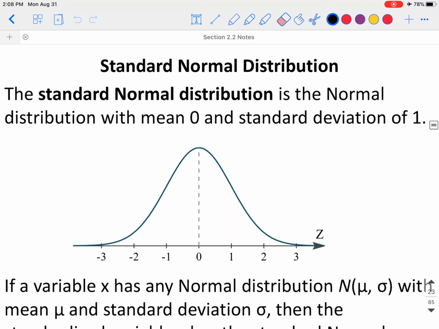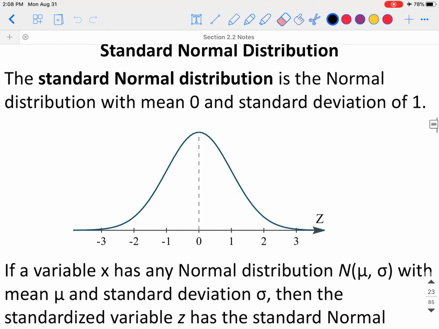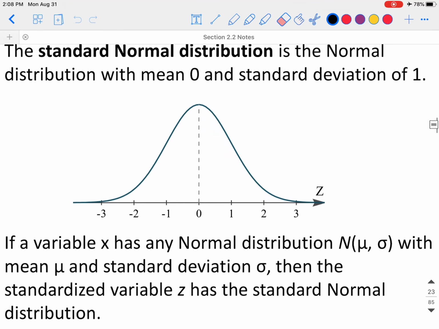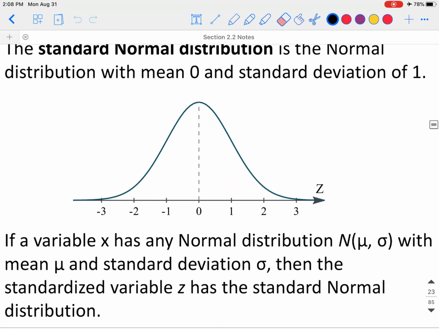The standard normal distribution is the normal distribution that has a mean of 0 and a standard deviation of 1. If the variable x has any normal distribution, then we're going to abbreviate this with N(mu, sigma), where mu is the mean and sigma is the standard deviation.